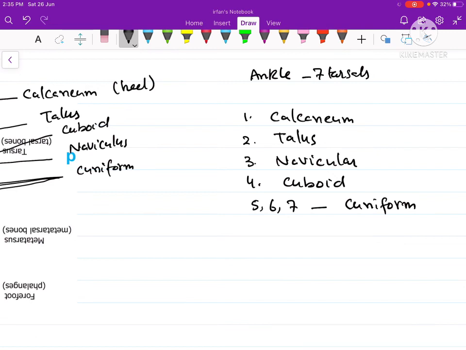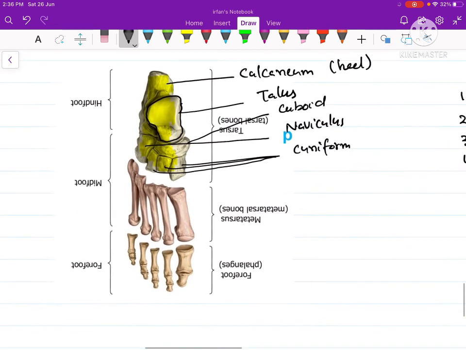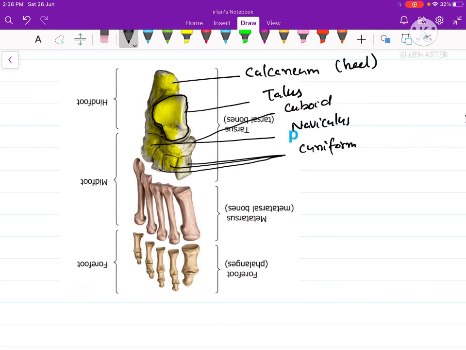The ankle is represented by 7 tarsals, and then we have 5 metatarsals. This is the first metatarsal, this is the second metatarsal, this is the third one, this one is the 4th, and this one is the 5th.